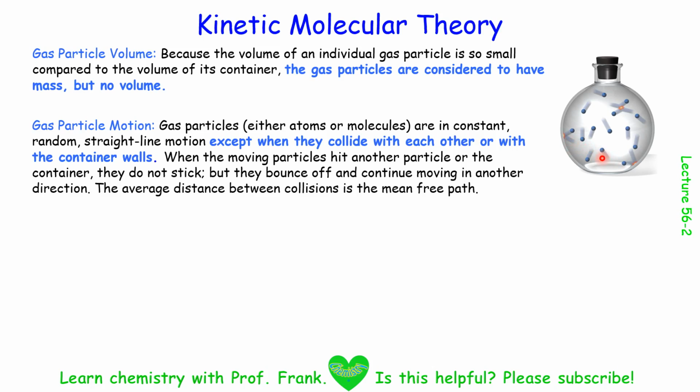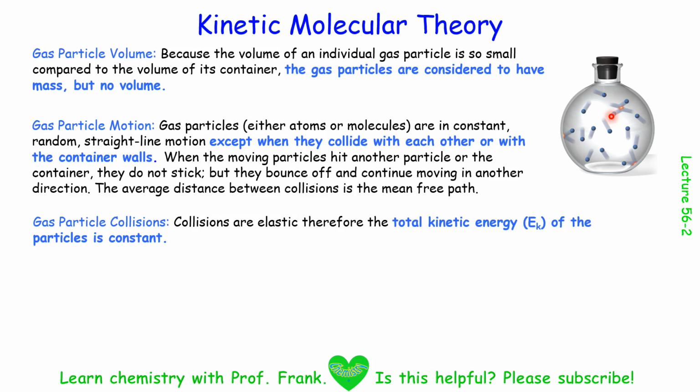So the average distance between collisions is the mean free path between collisions, like here. That's the distance here. And when the collision has just happened, of course, then that distance is very small. Speaking of gas particle collisions, those collisions are elastic.